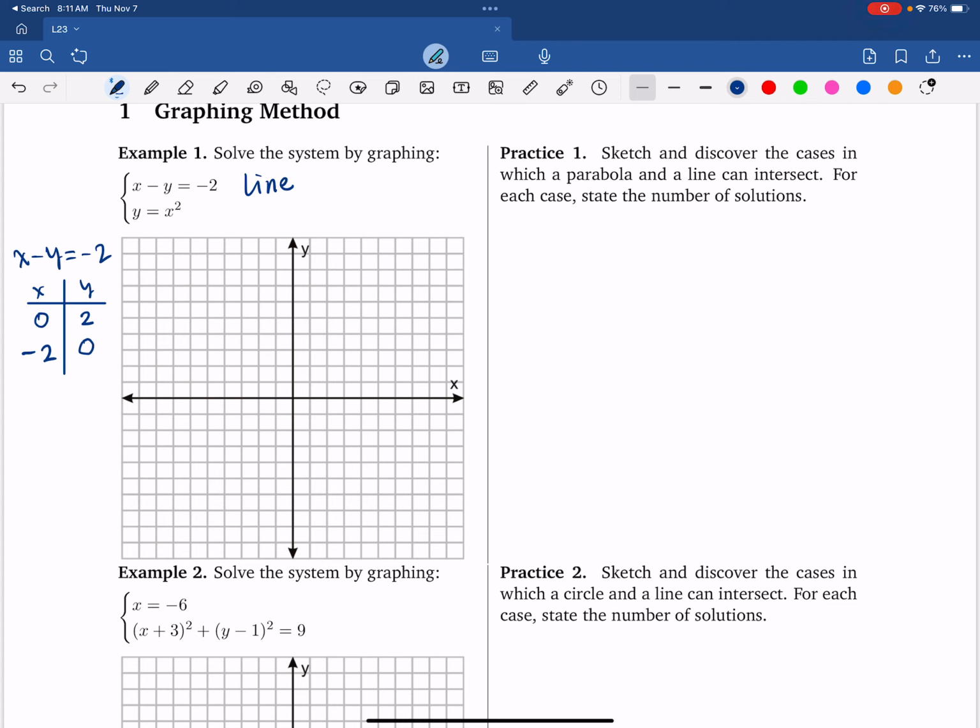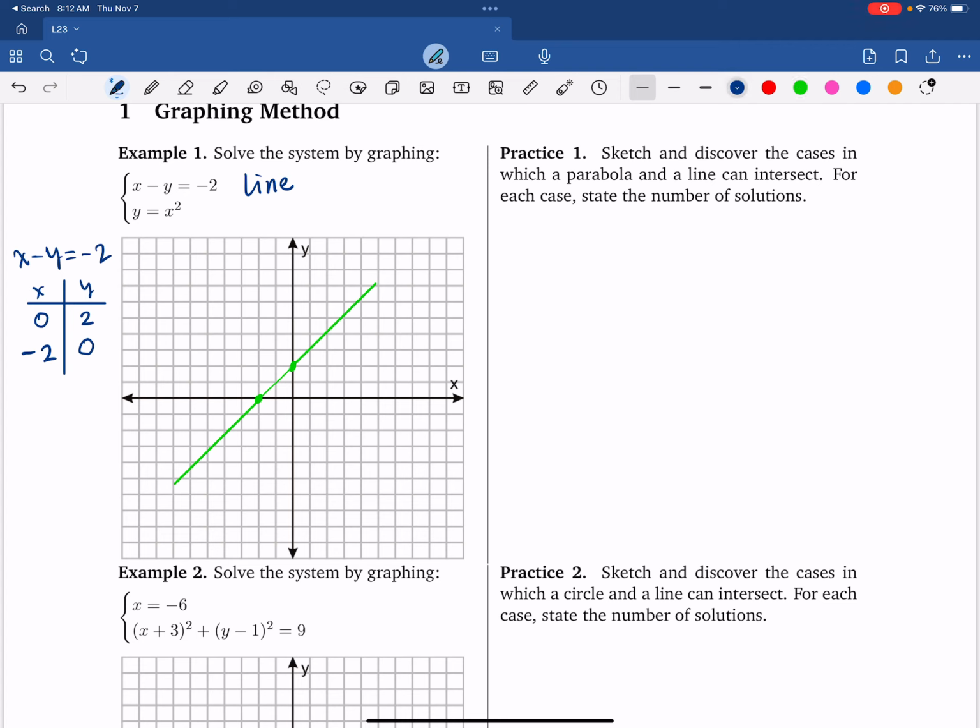Okay, so we have these 2 points. Let's mark these 2 points. I'm going to use green. So we have 0, 2, which is right here. And then we have -2, 0, which is right here. 2 points determine a line, so we have our line. All right, so we have our line. And then next, we're going to graph the second equation.